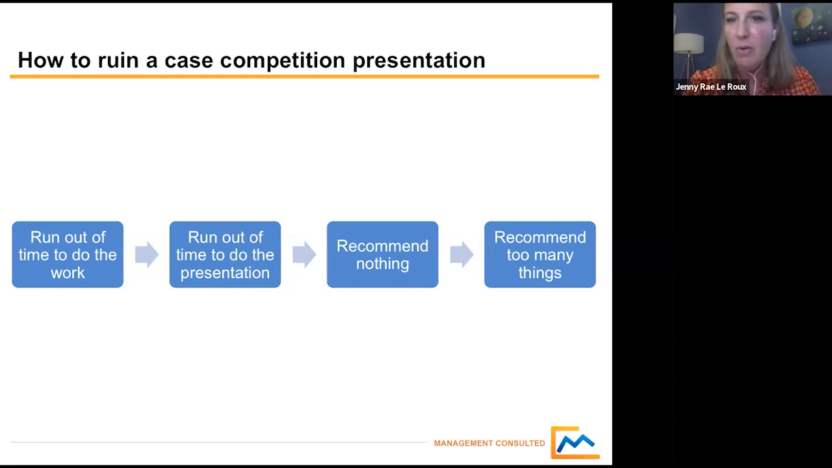Number 3 way to ruin a case competition presentation: tell someone what all of their options are, but don't recommend anything, right? Here are 3 options that you have. You could grow your business, you could shrink your business, or your business could go bankrupt. Like, not an actually effective recommendation, right? You have to have a single hard focused recommendation.